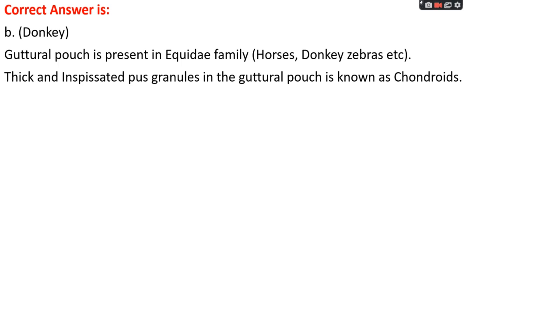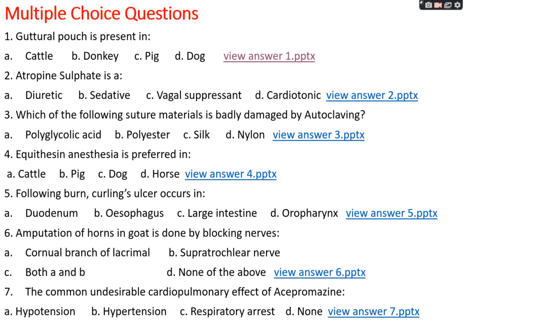We all know that guttural pouch is actually present in the Equidae family, which includes horse, donkey, zebra, etc. And here is one term, that is chondroid. Sometimes the guttural pouches fill with pus due to infections, and after absorption of the water from that pus, the remaining thick inspissated pus granules will be formed, and that is known as chondroid.